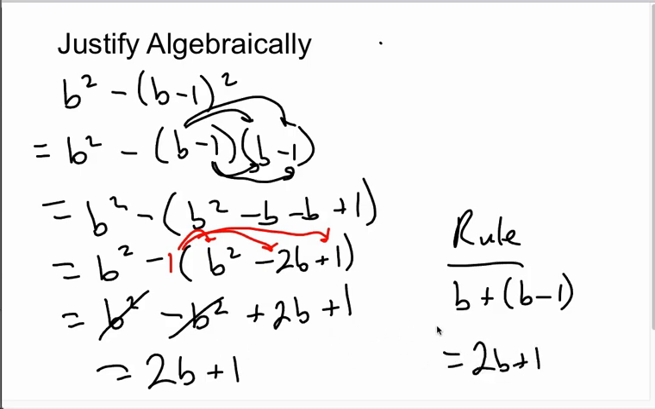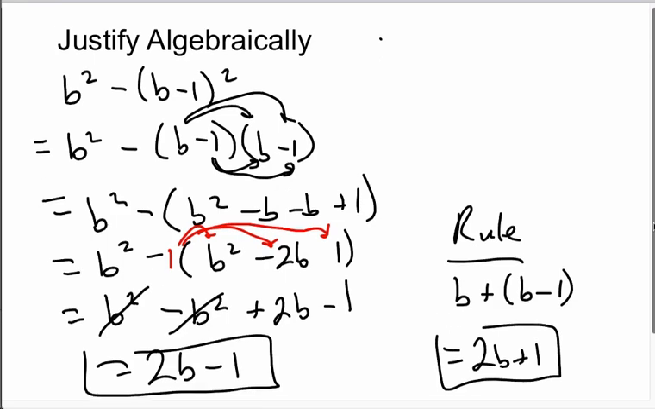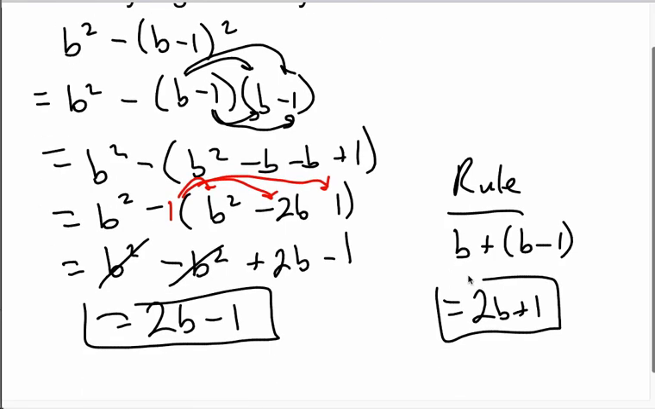Okay? Actually, it should be 2b minus 1. Oops, I made a mistake. Let me back it up a bit. This negative 1 times that should give you negative 1. So that was 2b minus 1, and they match. Okay? So this justifies that your rule is correct. It proves that your rule always works.